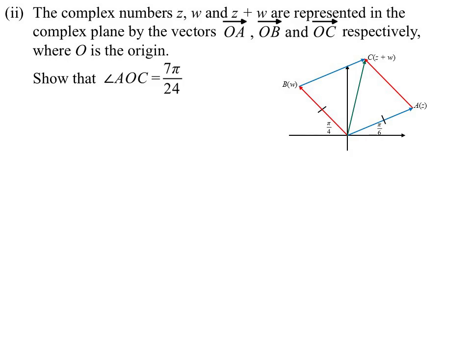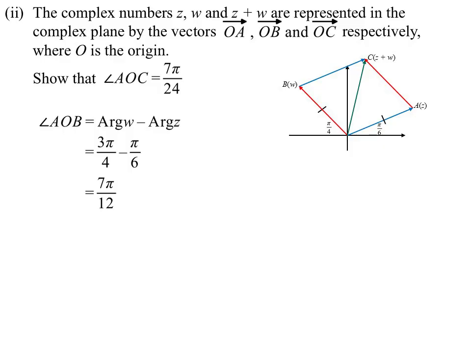We want to find angle AOC. What do we know? Well, I can work out angle AOB. I've just got to subtract those two arguments. I know that's 7 pi on 12. Hang on. 7 pi on 24, 7 pi on 12. That's giving me some ideas because one is half the other.